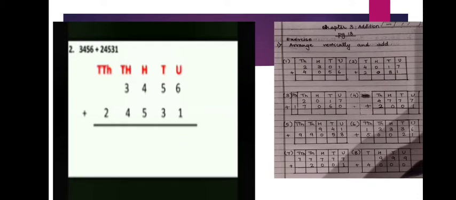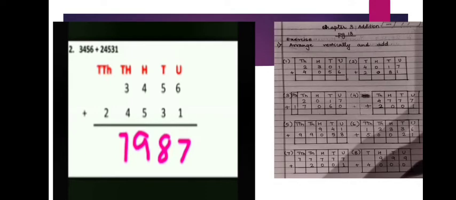Add the numbers at tens place. 5 plus 3, 8 at tens place. 4 plus 5, 9 at hundreds place. And 3 plus 4 at thousands place is how much, children? 7. And 2 doesn't have any number to add, so you will just write directly 2.